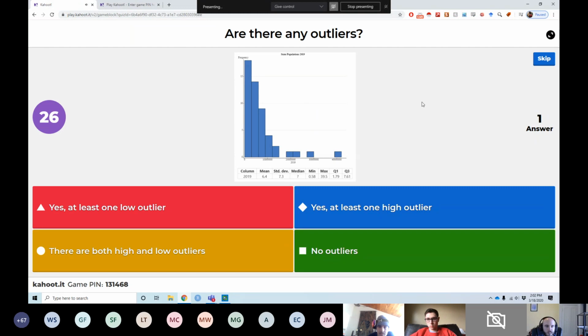So we're looking at the GPA of engineering students at a certain college. Oh, no, that's a different question. We're looking at the population of states in the United States measured in millions of people.